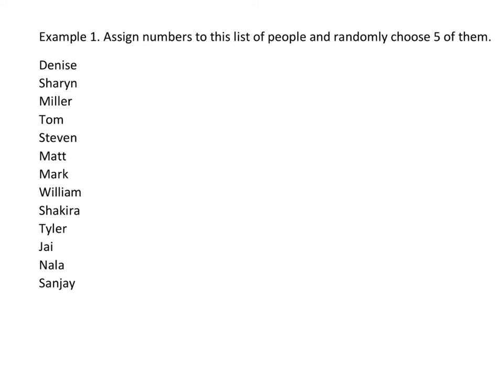So in this example, you're asked to assign numbers to this list of people and randomly choose 5 of them. It's the equivalent of having all these names on little bits of paper in one hat, and then you could have numbers, I think there's 13 of them, so you could say 1 to 13 in another hat, and then when you pull out a person's name you can match up the numbers with the name. So that's basically what you're doing, except you're using a calculator to do the work.